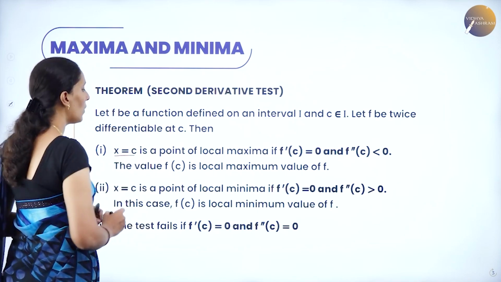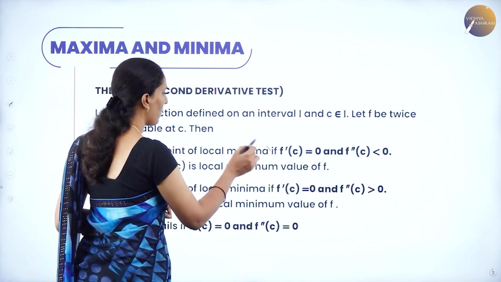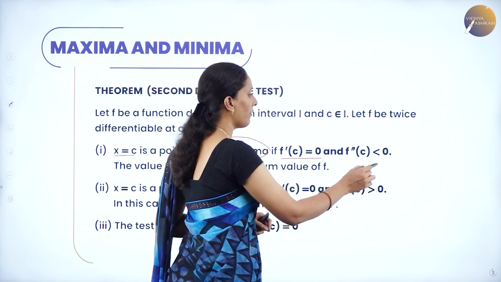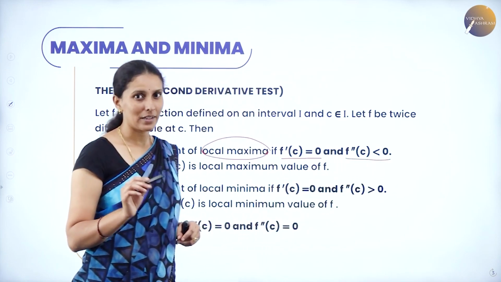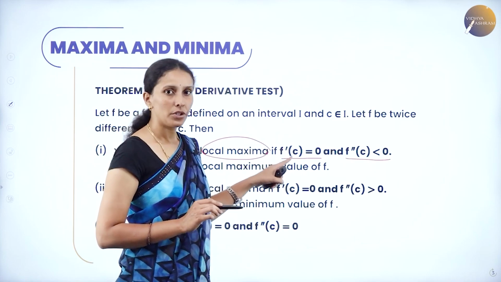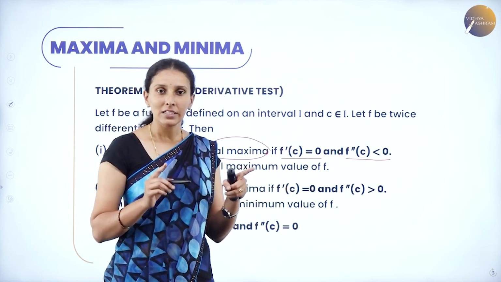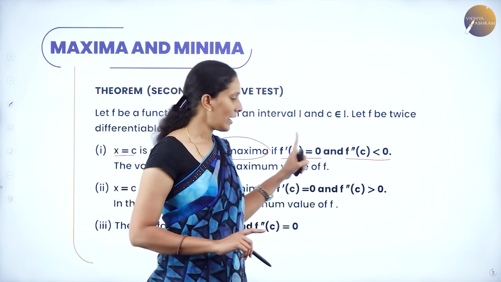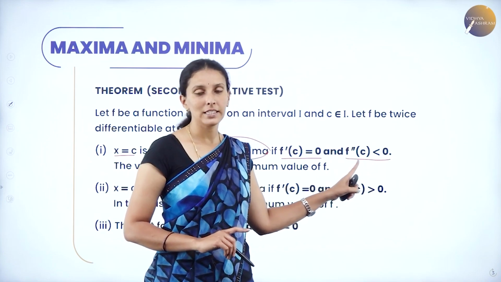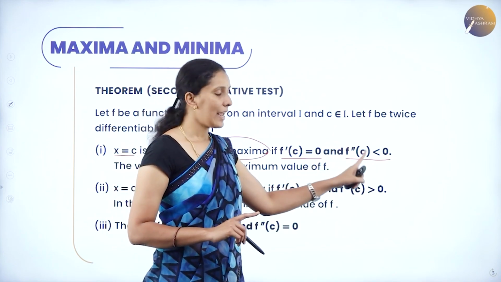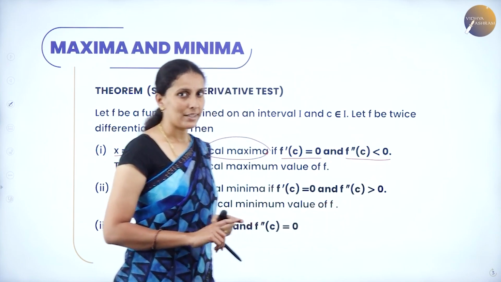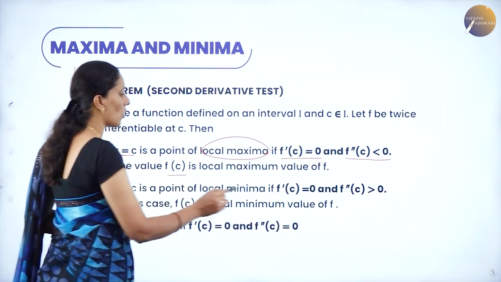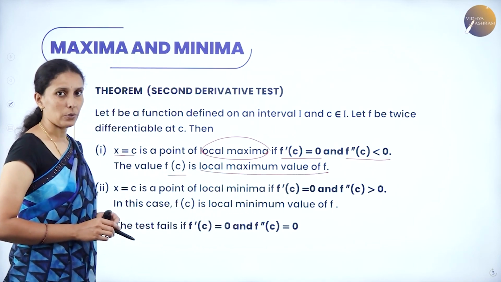Then x is equal to c is a point of local maxima if f dash of c is equal to 0 and f double dash of c is less than 0, that means negative. So when you substitute f dash of c is equal to 0, as usual you will get the critical points and again you are differentiating, and then if you substitute the critical points in the second derivative, if it shows a negative value or less than 0, then we say the point is a local maxima and f of c is called the local maximum value.